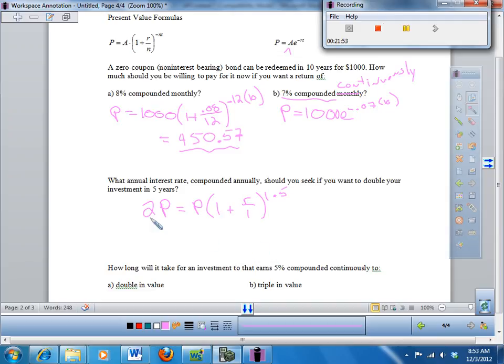Why is it P times the P? That's not basically just P squared. No. What about the second P just being 1,000? Yeah.